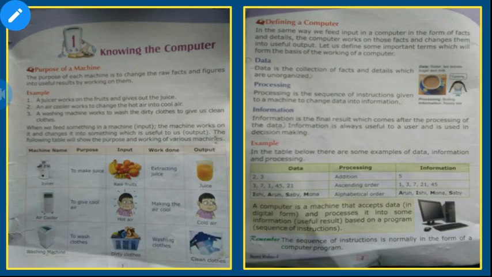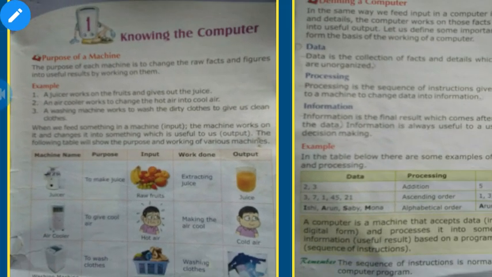Students, first of all, we will learn about the purpose of a machine. The purpose of each machine is to change raw facts and figures into a useful result by working on them. For example, a juicer works on fruits and gives out juice. Clear, students? Some more examples are an air cooler and a washing machine.